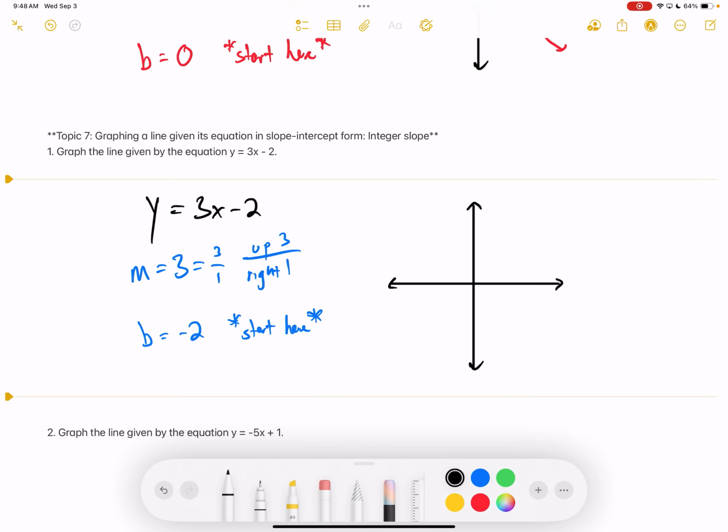Okay. So let me draw some lines here. On Alex, you won't have to draw these lines because they ought to be there for you. Okay, so I start at negative 2. I start at y equals negative 2. And then I do what my slope says. I go up 1, 2, 3 to the right 1. Okay. So I started at y equals negative 2, and then I went up 3 to the right 1.